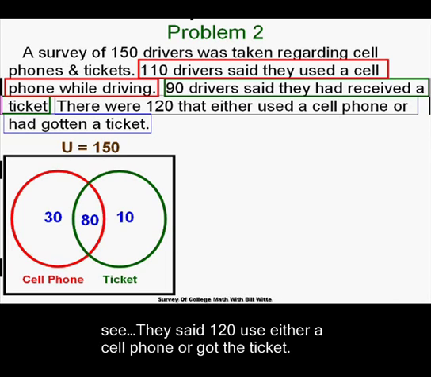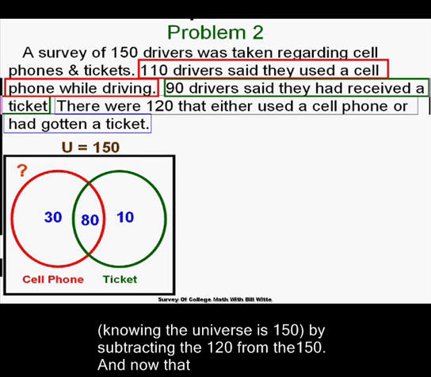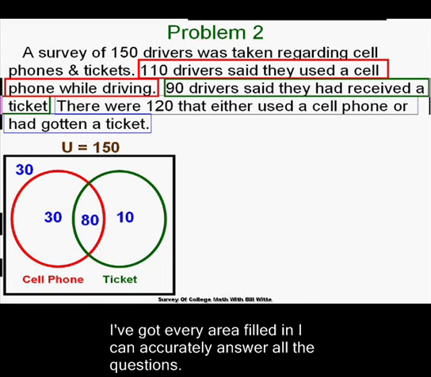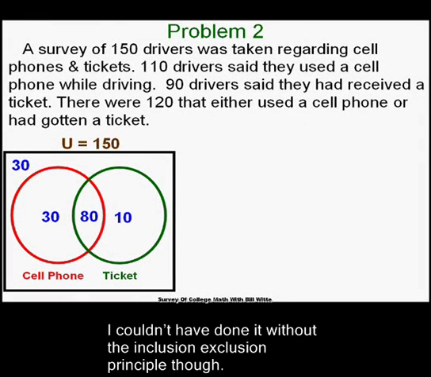And son of a gun, I'm checking there, I can see 120 either used a cell phone or had gotten a ticket. And 30 plus 80 plus 10 does equal 120. I can figure out this area, knowing the universe is 150, by subtracting the 120 from the 150. And now that I've got every area filled in, I can answer all the questions. Couldn't have done it without the inclusion-exclusion principle, though.